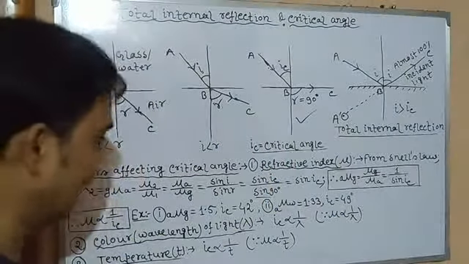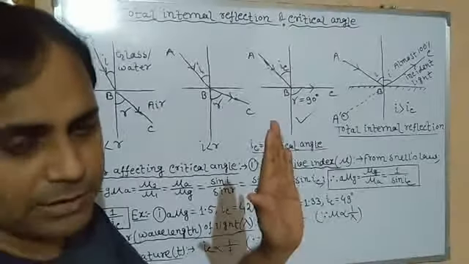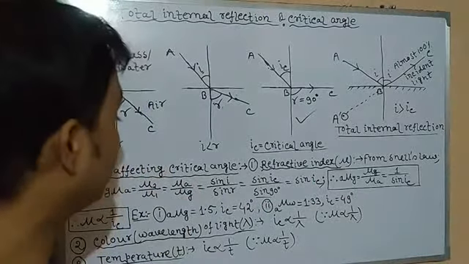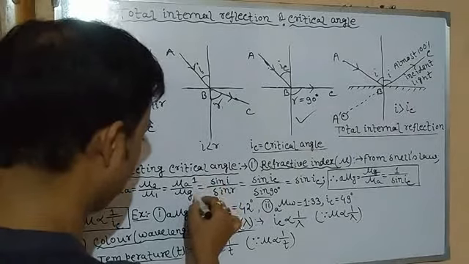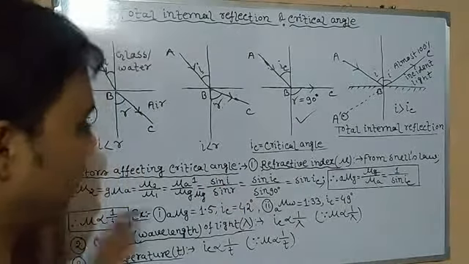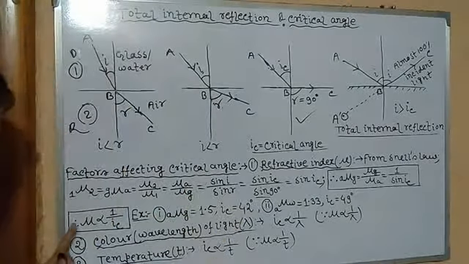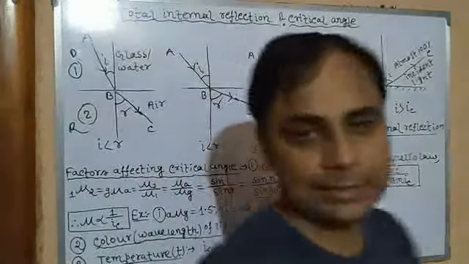If in the denominator it's mu G, it doesn't represent the refractive index of glass; it represents the refractive index of air with respect to glass. So it means 1 by mu G, mind it, but we need mu G, clear? So from here we can easily say the refractive index is inversely proportional to the critical angle.